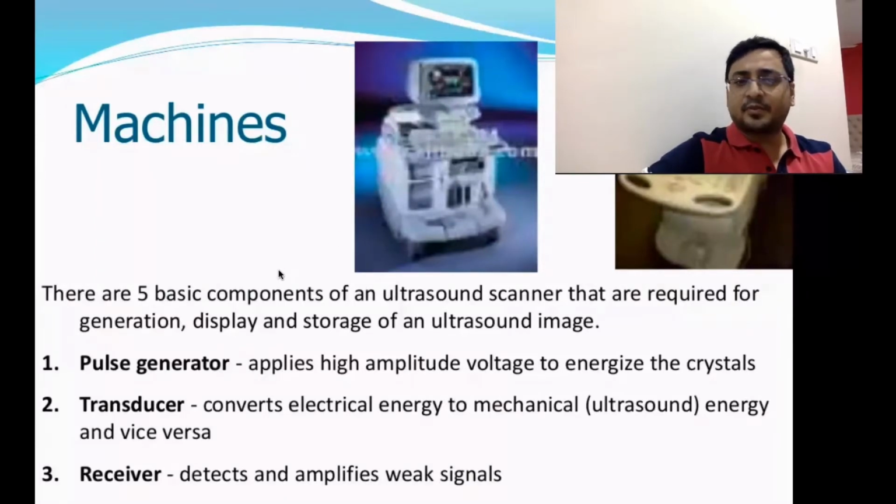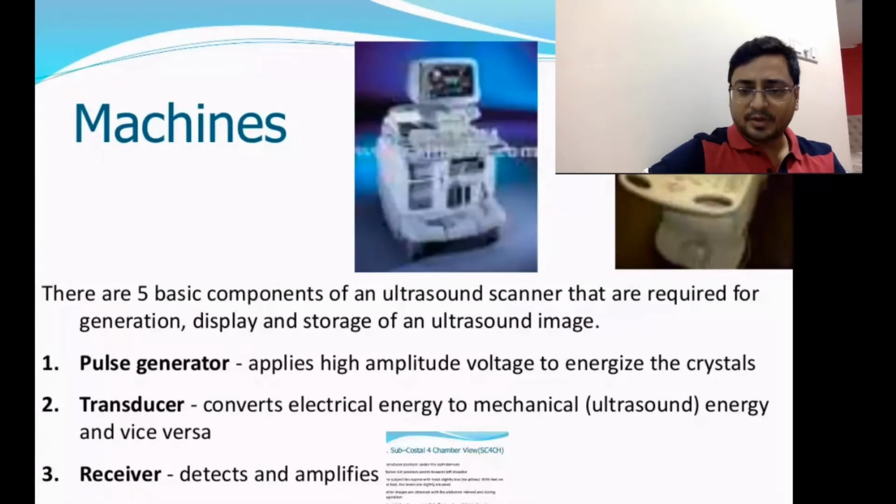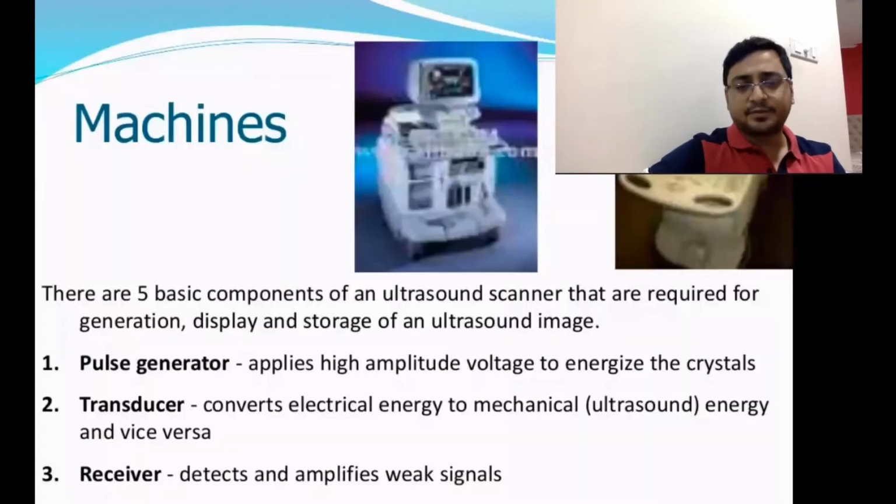So there are 5 basic components of an ultrasound scanner that are required for generation, display, and storage of the ultrasound image. First is the pulse generator that applies high amplitude voltage to energize the crystals. Second is your probe or transducer that converts the electrical energy to mechanical energy, and vice versa. Receiver detects and amplifies the weak signals. Display, that is displaying the ultrasound signals in a variety of modes, and ultimately we can see the images in the live form.